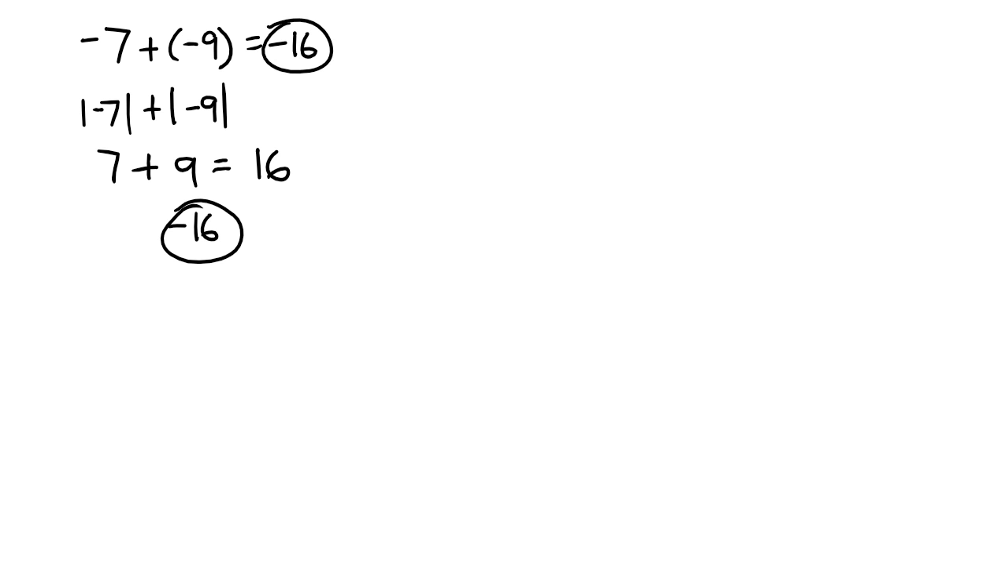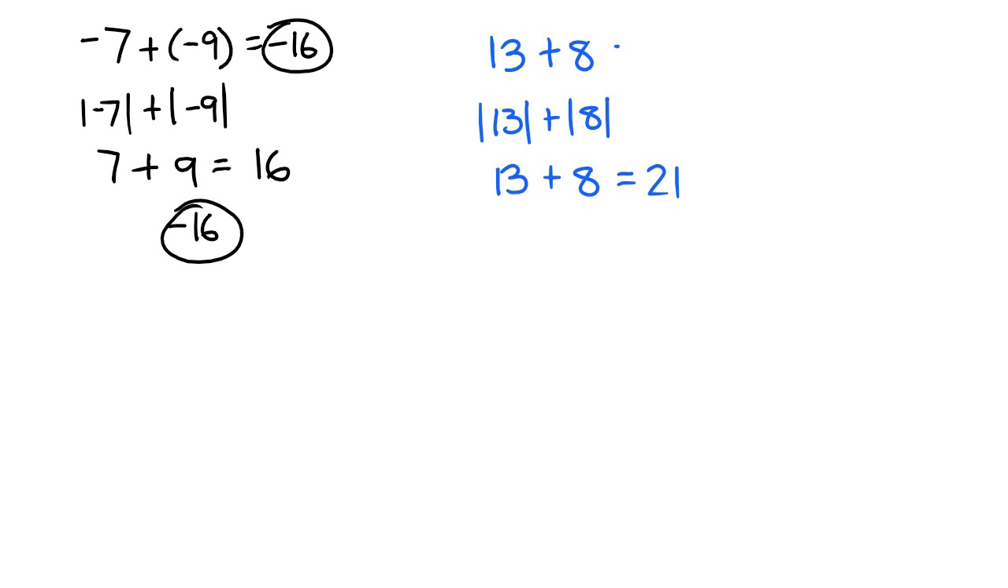We can look at that now with two positive numbers. Let's say we have 13 and 8. The absolute value of 13 is 13, and the absolute value of 8 is 8, because remember, the absolute value is just the distance to 0, or from 0. And when we add 13 and 8 together, we get 21. So since both of these were positive to start, our solution is positive.